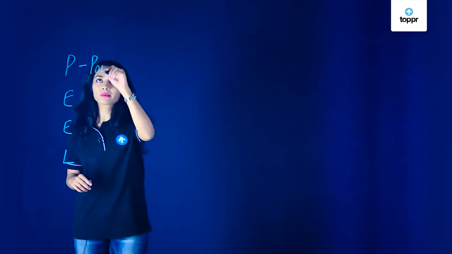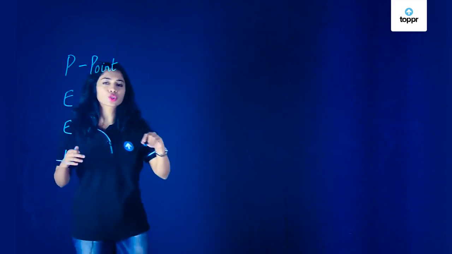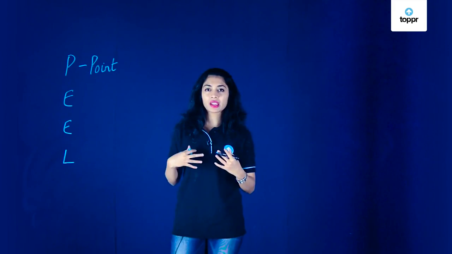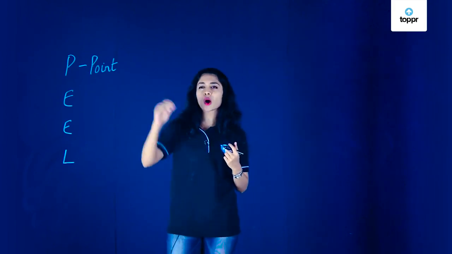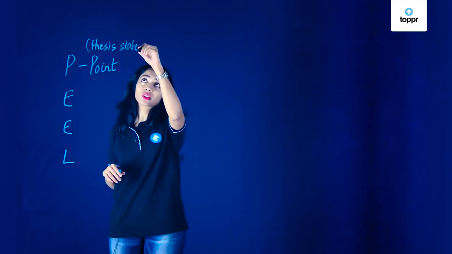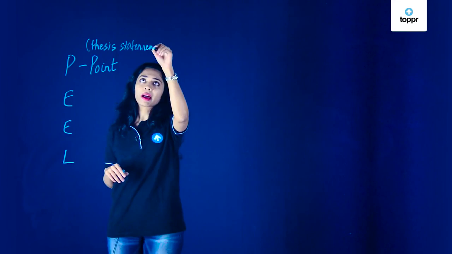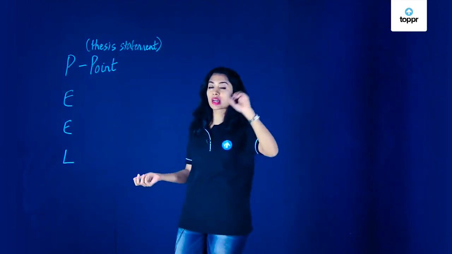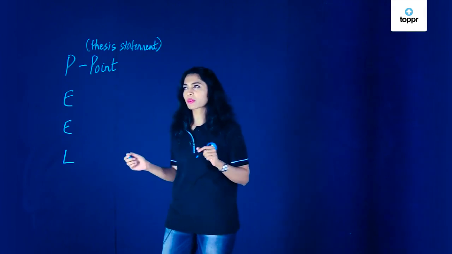So what does PEEL stand for? The P in PEEL stands for point. So here we are supposed to talk about the point that we are trying to make in our paragraph. That is normally done with the thesis statement, wherein we mention the central idea of our paragraph, and that is what we do at the beginning of the paragraph. We point out the thesis statement.